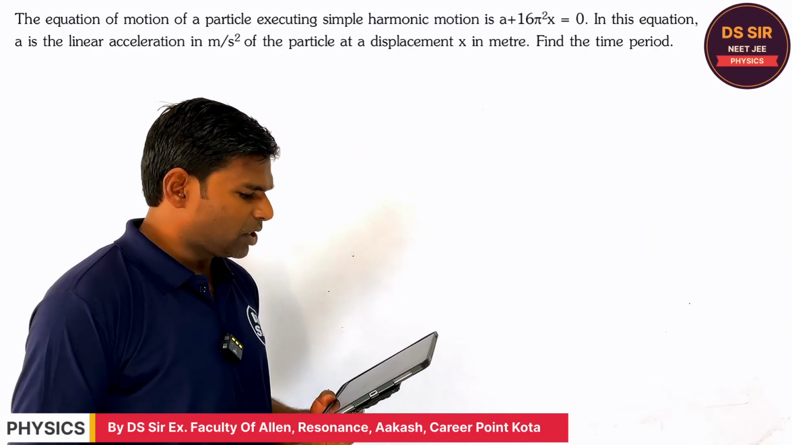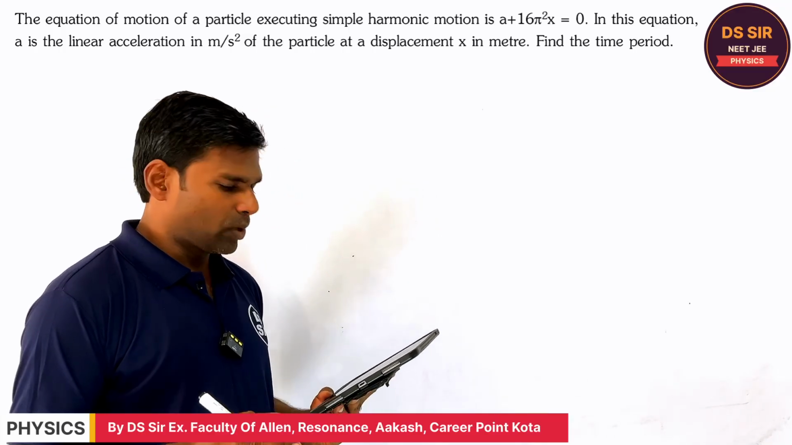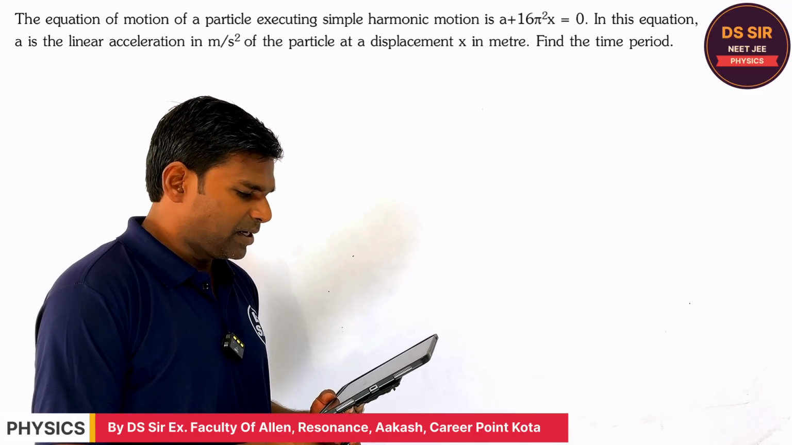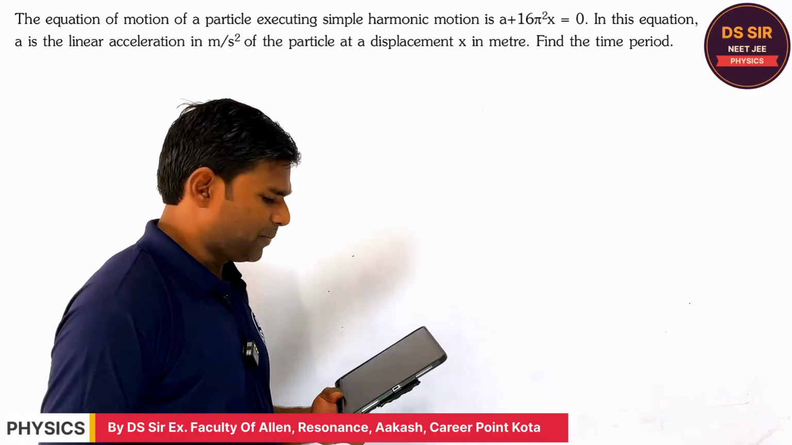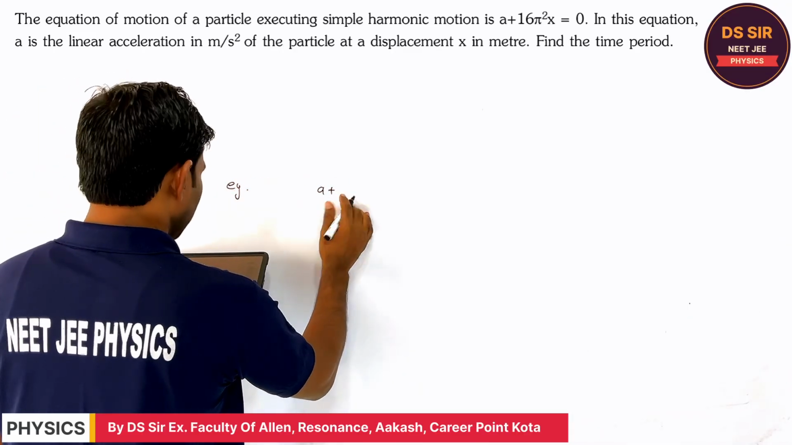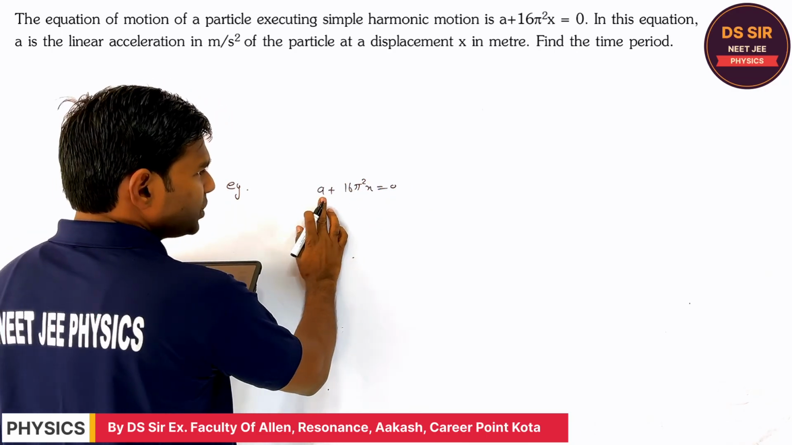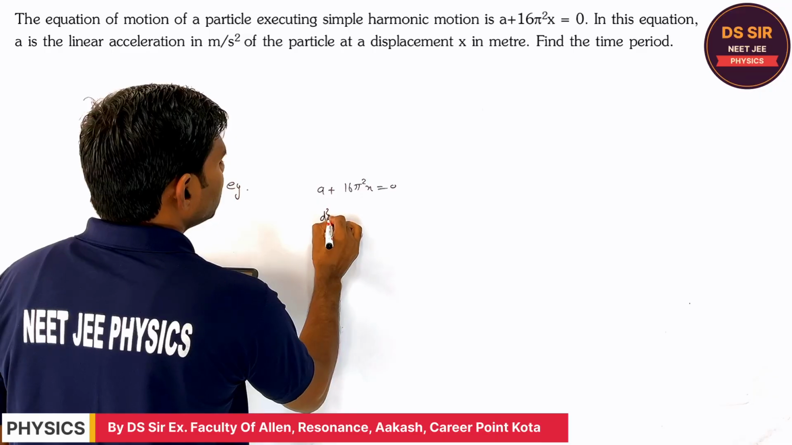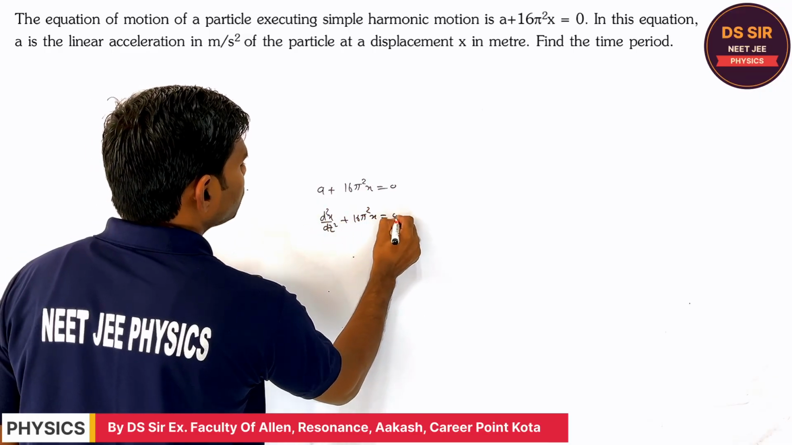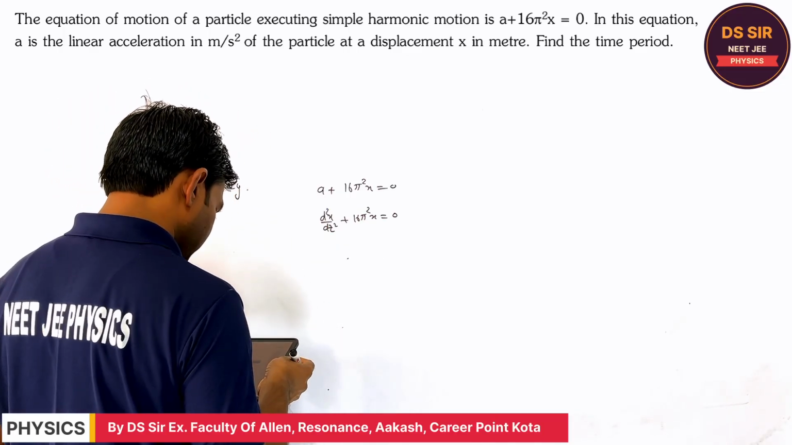In this question, the equation of motion of a particle executing SHM is given: a plus 16 pi square x is equal to 0. You have to find the displacement in x direction and the time period. This is the standard equation of simple harmonic motion, with acceleration and displacement. Acceleration is d square x upon dt square, plus 16 pi square into x is equal to 0. It is given, right? So you have to find the time period.